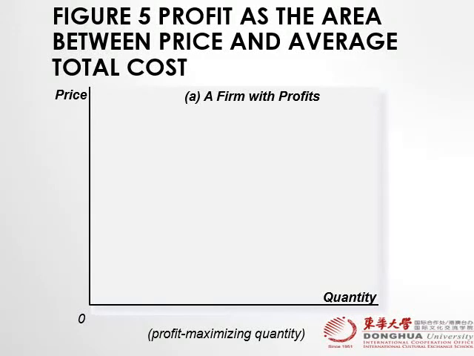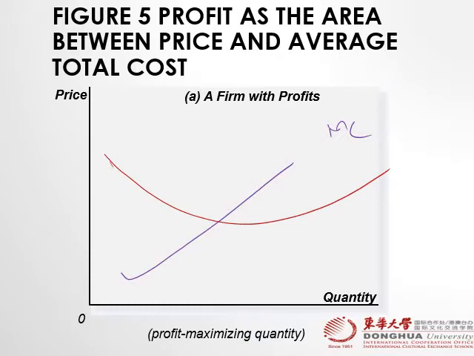Okay, now locating our profit. Let me just write it down here, draw here. So this is our MC and this is our ATC, right? Okay, and if we want to draw the average variable cost, so this is average variable cost, right?